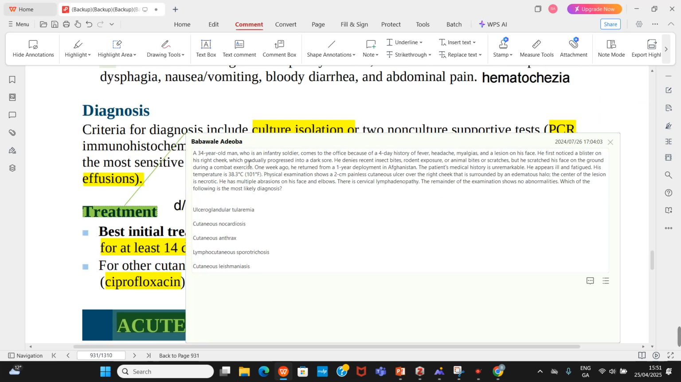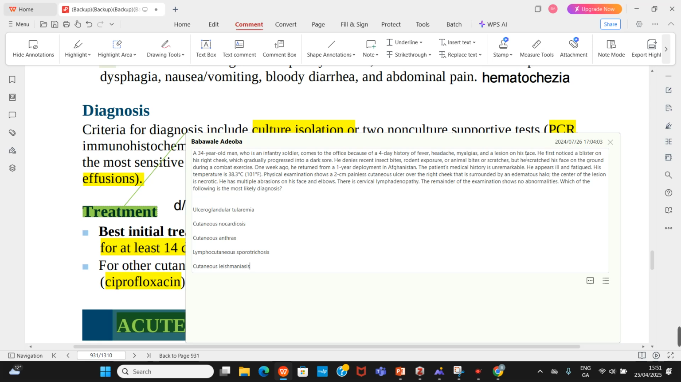Okay. A 34-year-old man who is an infantry soldier comes to the office because of a 4-day history of fever, headache, myalgia, and a lesion on his face. He first noticed a blister on his right cheek, which gradually progressed to a dark sore. He denies any recent insect bite, rodent exposure, animal bite, or scratches, but he scratched his face on the ground during a combat exercise. One week ago, he returned from a 1-year deployment in Afghanistan, and the patient's medical history is unremarkable. He appears ill and fatigued.